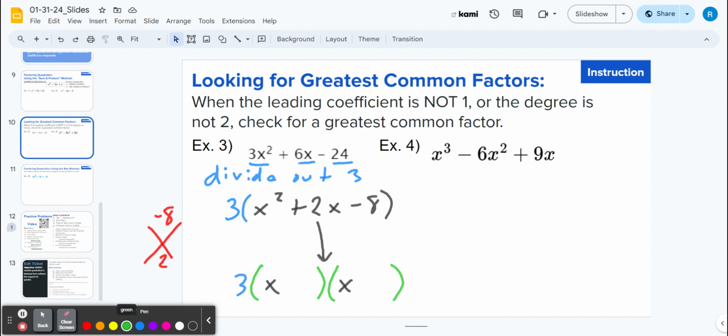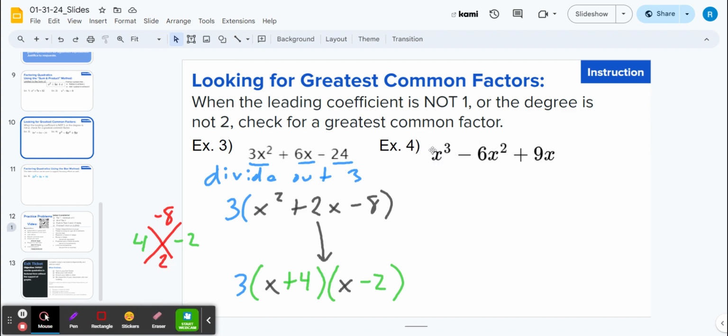In this case, it's probably going to be plus 4 and minus 2, because 4 times negative 2 gives me negative 8. 4 minus 2 gives me 2. So in here, I'll have x plus 4 and x minus 2. And that's kind of our final factored form. This works the same way in example 4.